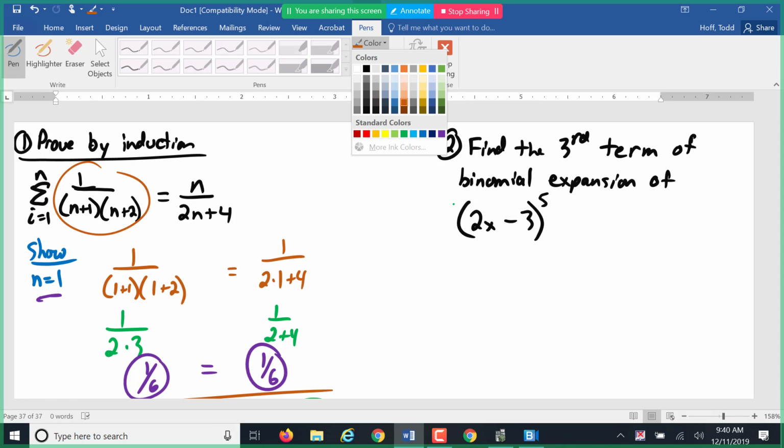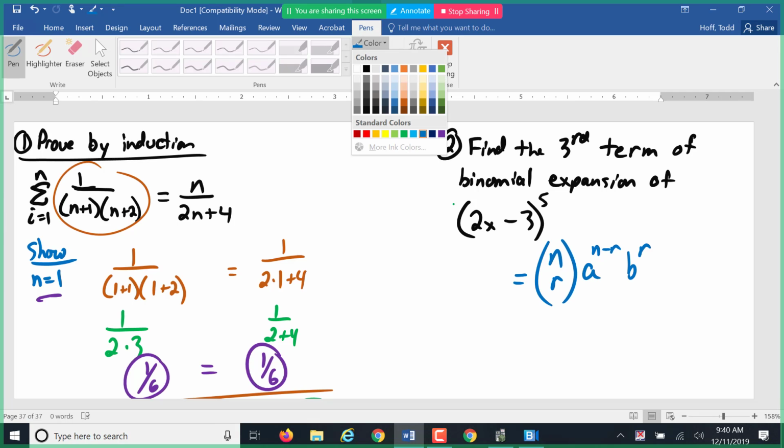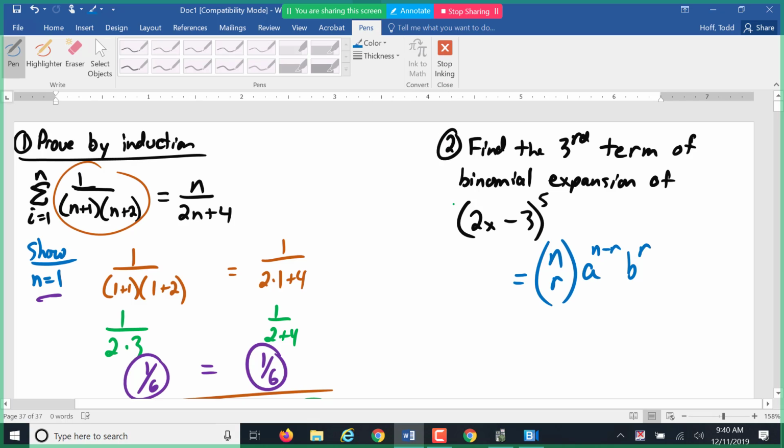Binomial expansion. Remember, our binomial expansion was n choose r of a to the power of n minus r times b to the power of r. R is whatever the term is minus 1.